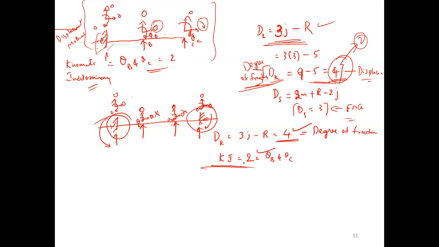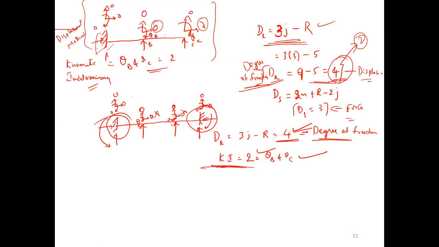So in your question paper, if they ask kinematic indeterminacy, the answer is 2. In your question paper, if they ask degree of freedom, the answer is 4. Now, any doubts?